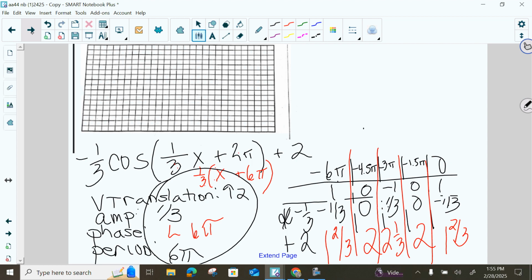This one's cosine, so make sure you're using 1, 0, -1, 0, 1, right? This one is cosine. It's always, well, think about it. Isn't it taking this, multiplying it by A, and then adding D? I think I added, didn't I? 1, -1/3 plus 2 is 1 2/3. Oh, 0 plus 2, right? Yeah, I added, right?